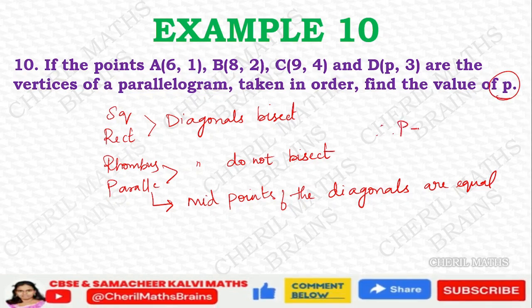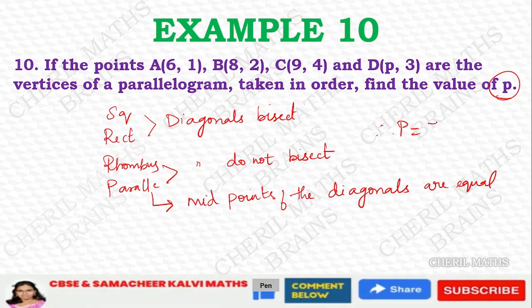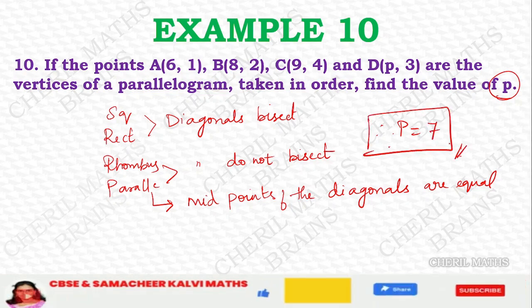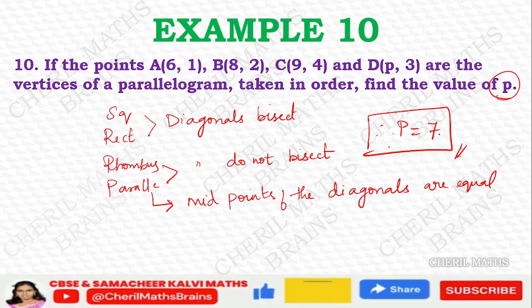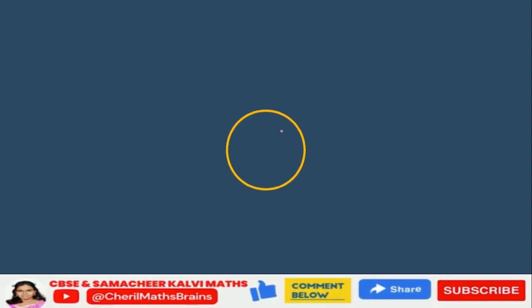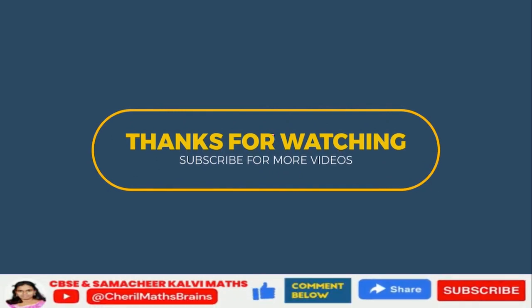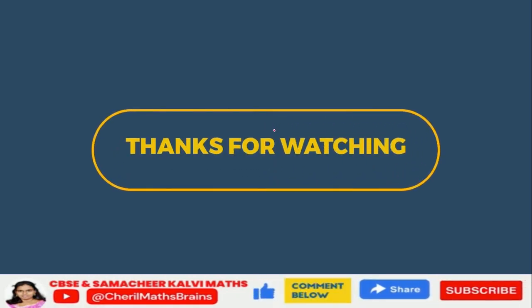Therefore, the value of p we found to be 7, and this is our answer. Is it clear, children? So with this, we are done with the example questions before exercise 7.2. We'll go through the questions one by one.